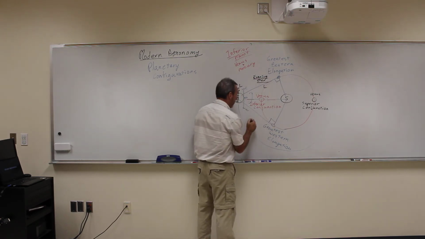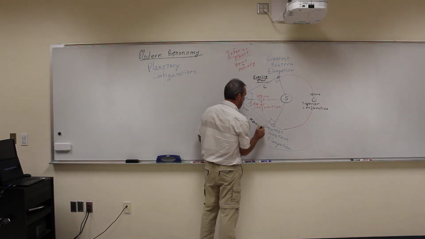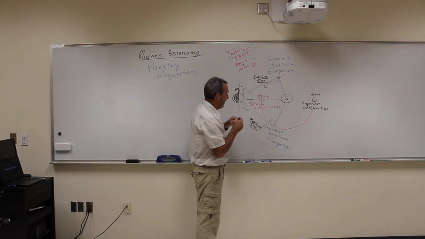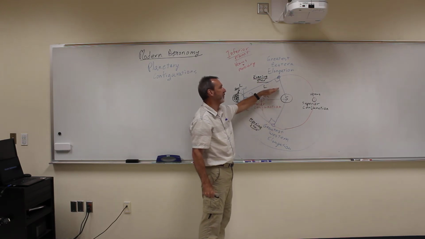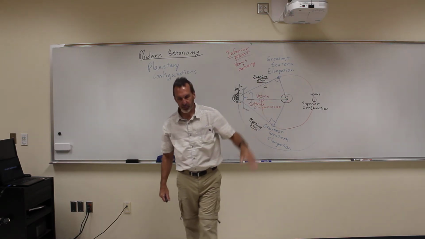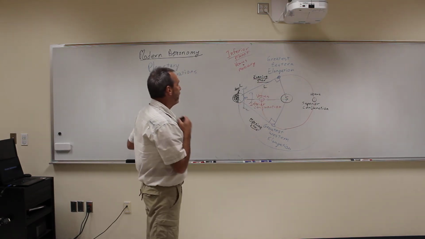When it's down here, Venus is called a morning star. So when it's on this half of the diagram, we see it in the morning before the sun rises. Here we see it after the sun sets. And those are the same for Mercury.